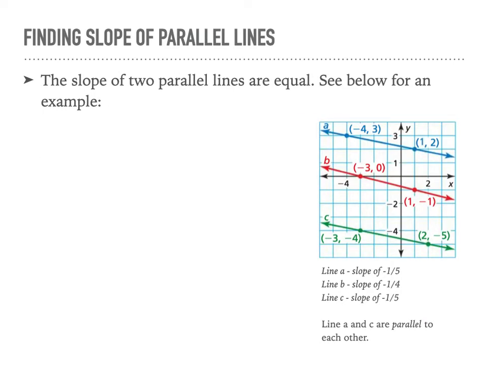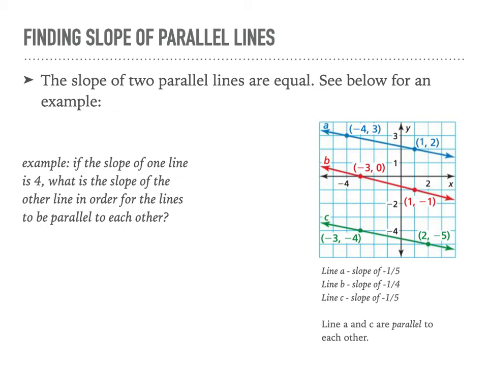Something to remember when you're finding the slope of parallel lines is that the slope of two parallel lines will always be equal. As you can see in the diagram shown below, line A has a slope of -1/5, line B has a slope of -1/4, and line C has a slope of -1/5. It might not be very clear to tell from the diagram that line B is not parallel to line A or C, but referring to the slopes, we can see that line A and line C are parallel to each other.